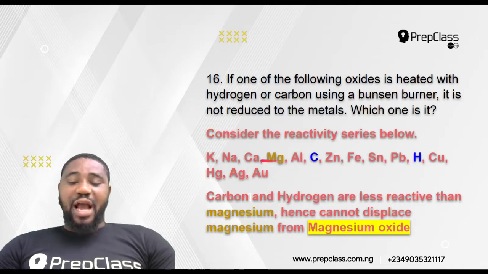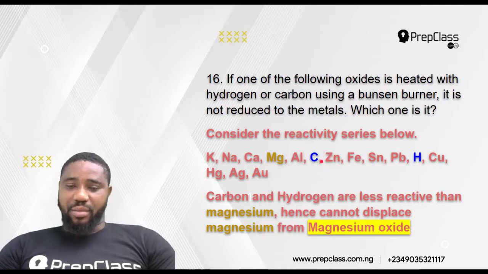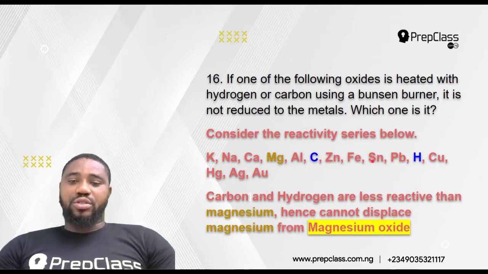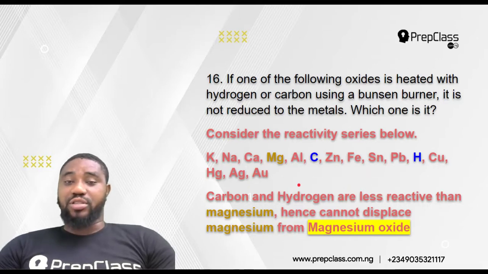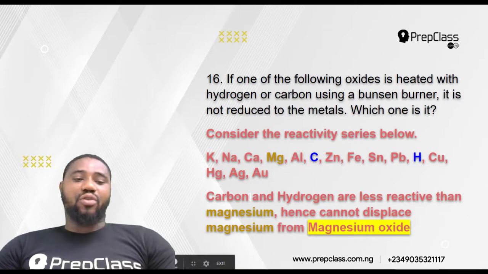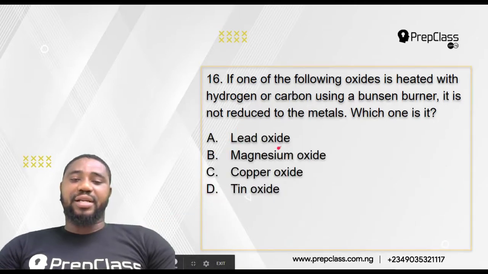So if you look at the series, the metals that are below carbon can be liberated from their oxides by carbon. The ones that are above carbon cannot be liberated from their oxides or have their oxides reduced to the metals. Same thing goes with hydrogen. The ones that are below hydrogen can be displaced from their oxides or have their oxides reduced to the metals. The ones that are above hydrogen cannot. So if you look at all these elements: lead, magnesium, copper, tin.